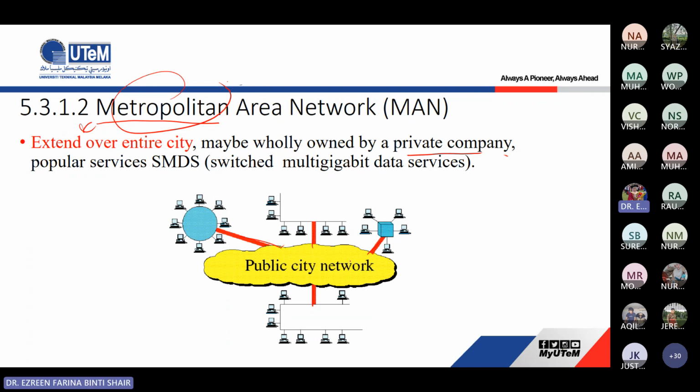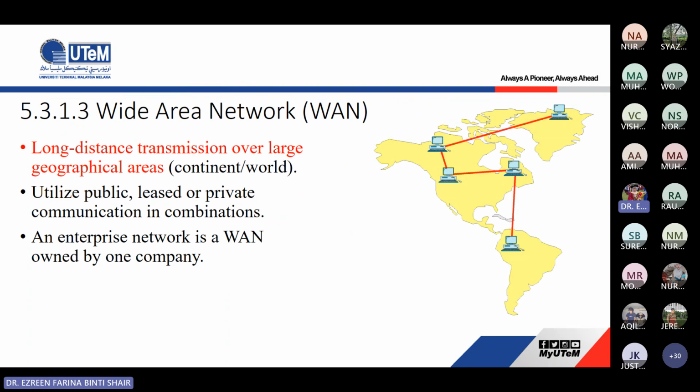And the last one we have is the wide area network. The wide area network is the widest one. It is used when you want to send information over long distance transmission across large geographical areas or continents. So for different countries, we can send the information through the wide area network. It will utilize public lease or even private communication, meaning that it will combine not just the public, but you can use the public lease and also the private communication at once.